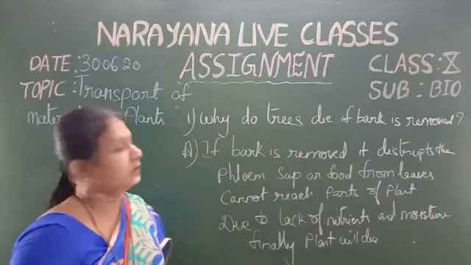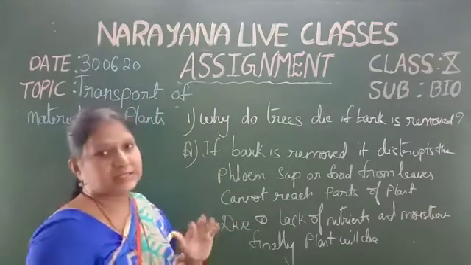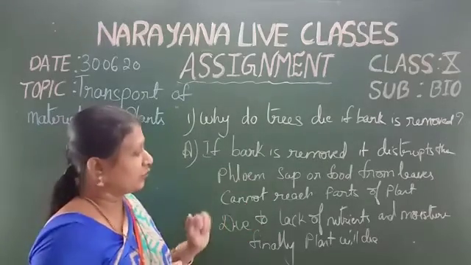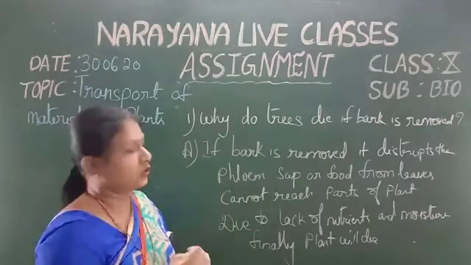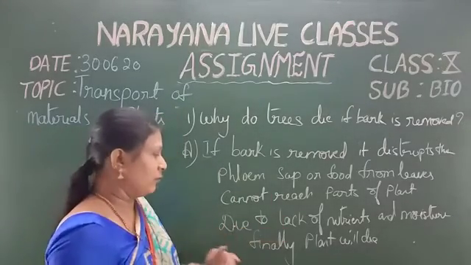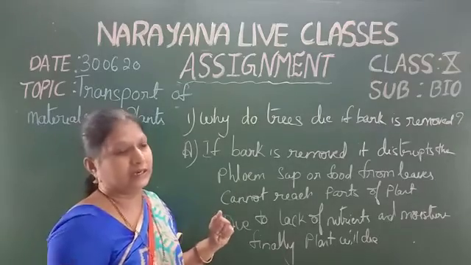So if the bark is removed, it disrupts the phloem sap, so the food prepared by the leaves cannot reach the parts of the plant. Due to this lack of nutrients and moisture, the plant finally will die.